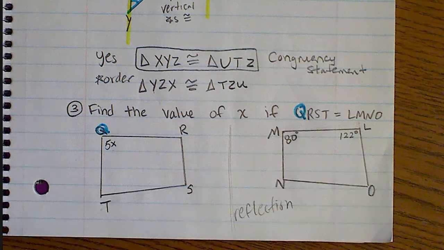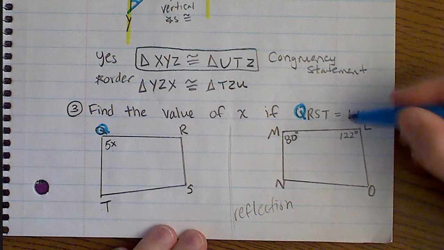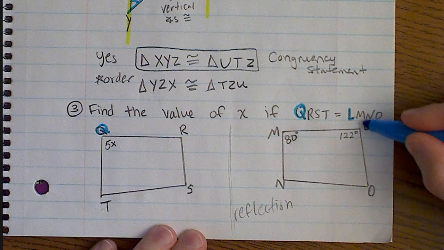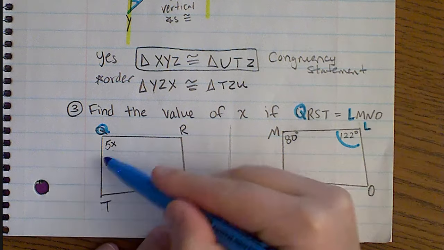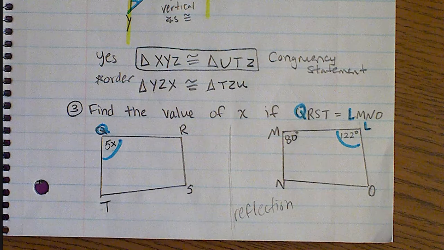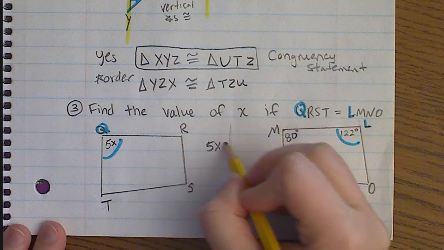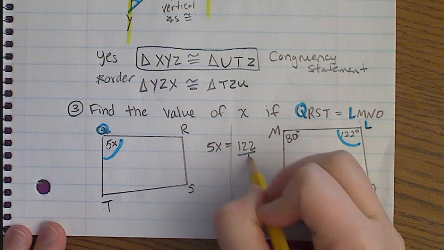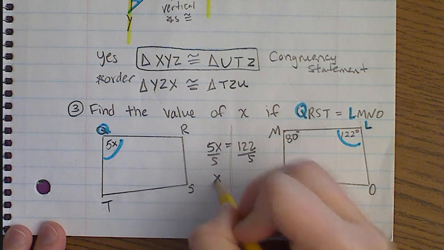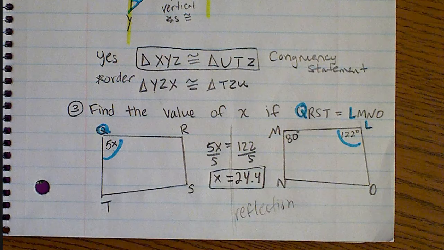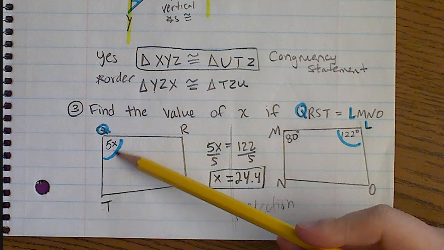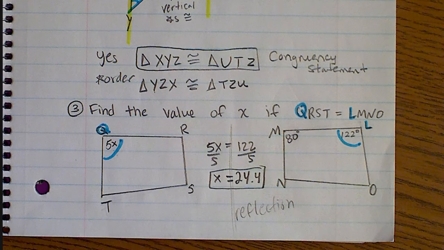So if Q is first and L is first, that means 5x is equal to 122 degrees. So I could set up my equation. 5x equals 122, divide both sides by 5 to get my value for x, which I got 24.4. And you can check that by plugging it back in and seeing if it really does come out to be 122 degrees.